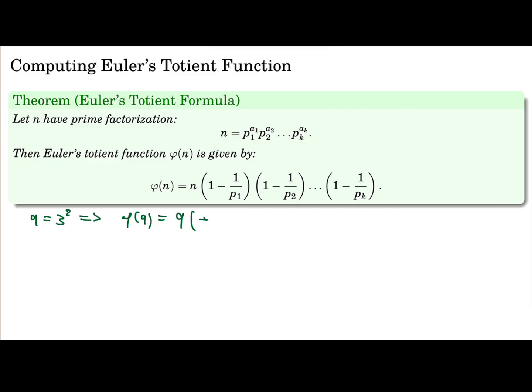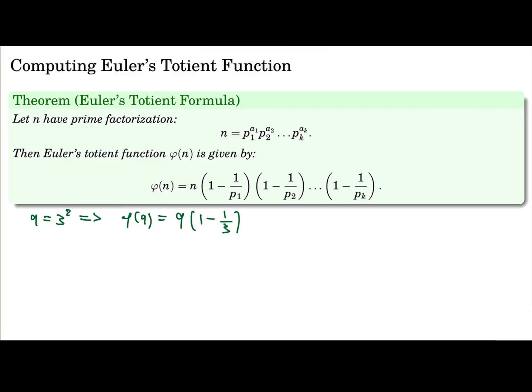So 9 times 1 minus 1 over 3. So it only depends on the amount of these primes that you have in your factoring. The powers actually pop up inside of this n here, but they're not relevant to the formula here.